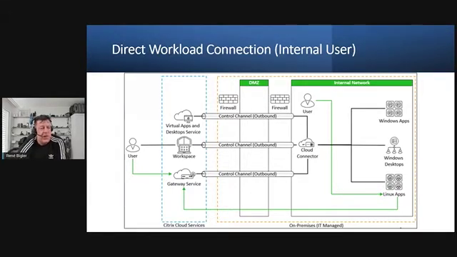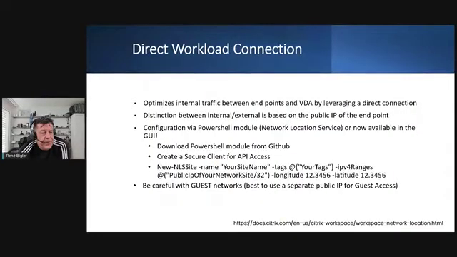How can we enable this technology? The direct workload connection setup is based on the public IP of the endpoint. So what does it do? It allows you to differentiate between internal and external users based on the public IP of the endpoint from which the user is coming. It optimizes this internal traffic and allows it to make a direct connection to the workloads.